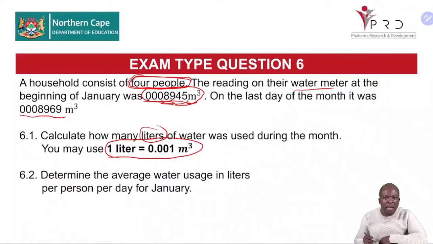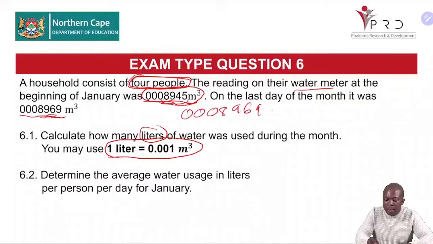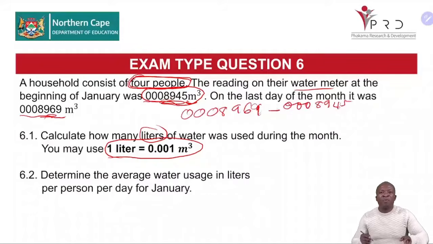So let's see if we can get it right now. So what you do, remember what I've always been telling you, we are always going to find out the information, but we divide the same unit. However, in our case, we have to find out how much water was used first before we can convert. So what you do, you start with the last value, the bigger one, which is 0.08969 minus where we began, which is 0.08945. You don't even have to bring all the zeros.